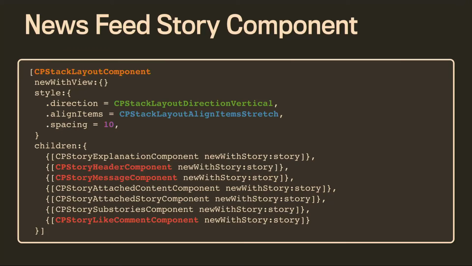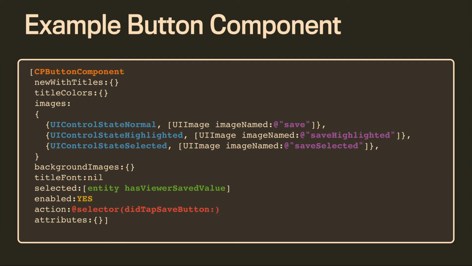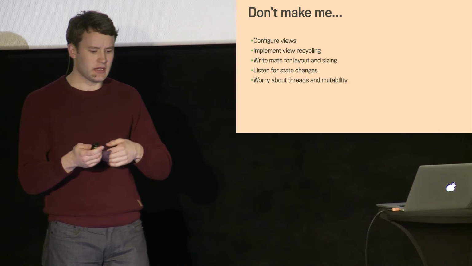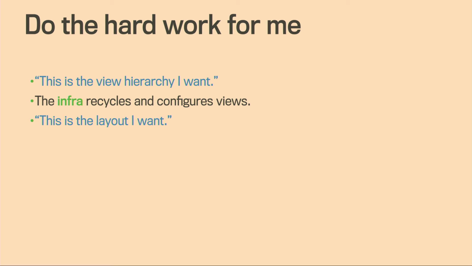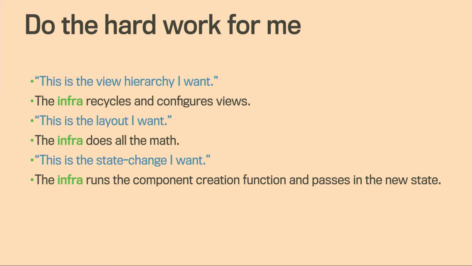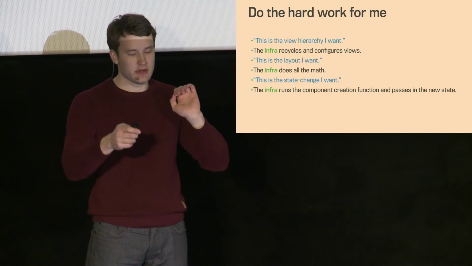To revisit, this is what the newsfeed story component looks like. Here's an example of a button component, right? You specify all the different images for every state. You specify whether it should be selected or not based on the model that was passed into you. The theme of all this was, don't make me do it, right? If you're a developer at Facebook, we don't want you to have to worry about configuring views and view recycling and writing a whole bunch of math. Instead, do the hard work for me. If you specify, hey, I want the view hierarchy to look like this, we'll do it for you. If you say, hey, I want you to stack these things vertically, we'll do the math. If you want to update how your story looks, it'll all be taken care of for you. You don't have to worry about getting the view and modifying the view.